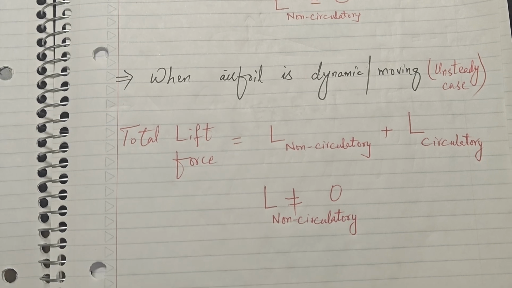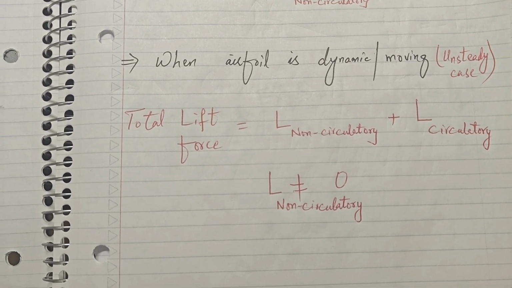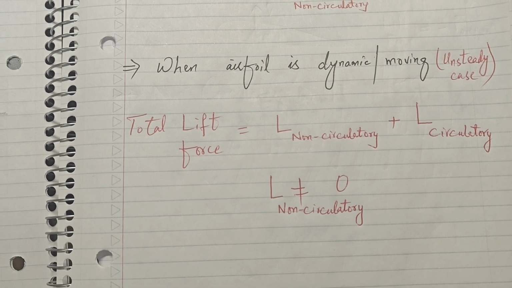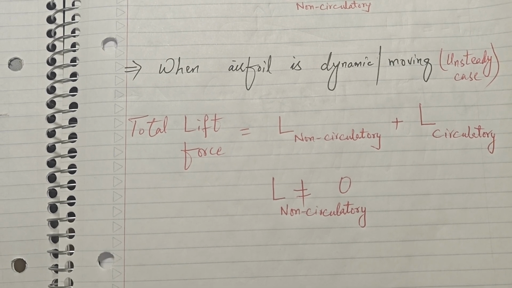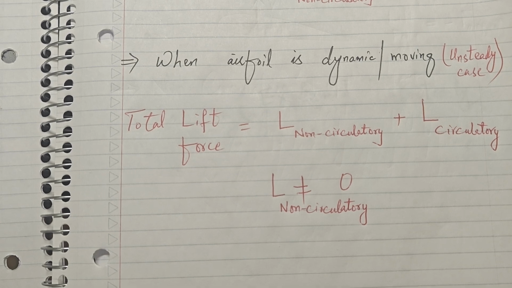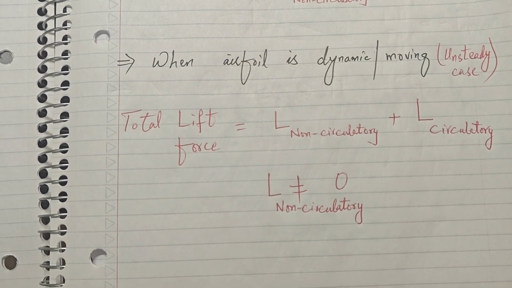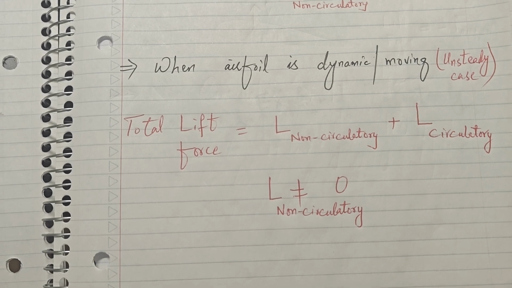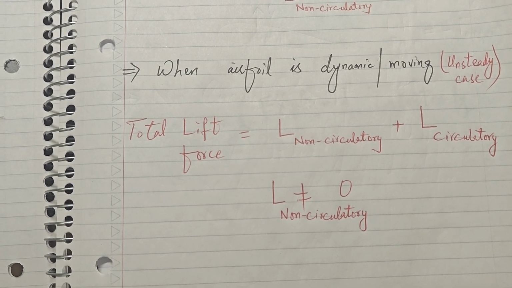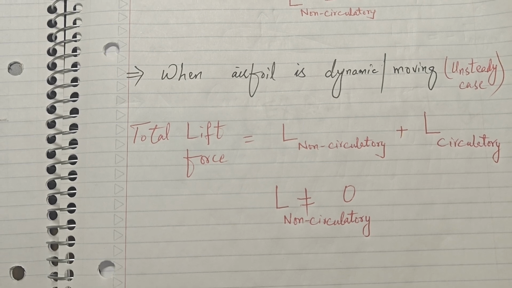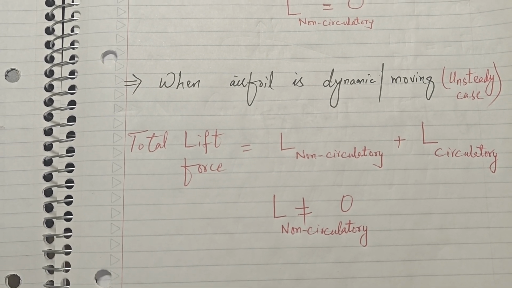When your airfoil is dynamic or moving, that is the unsteady case, your total lift is coming from two portions: the non-circulatory lift portion and the circulatory lift portion. And in this unsteady case, the lift from the non-circulatory part is not zero, because the airfoil is moving up and down. So that's the intuition behind circulatory lift and non-circulatory lift.